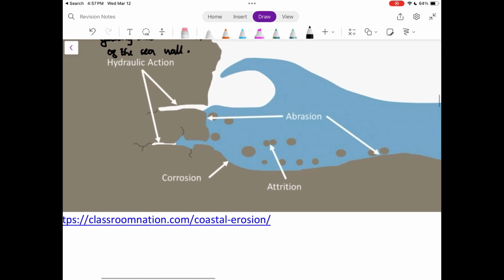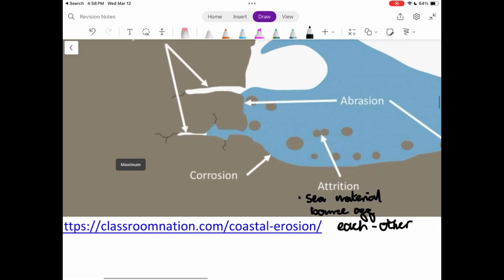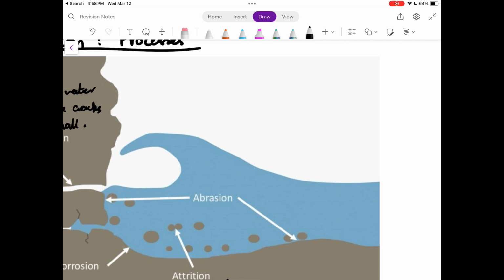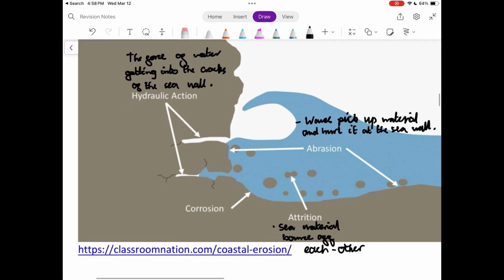And attrition is the same as well. So sea material bounce off each other. Next is abrasion. So abrasion is when waves pick up material and hurl it at the sea wall. So as you may notice, this definition is not the same as for rivers, where in rivers the material scrapes the riverbed, but in this case the waves pick up the material and hurl it at the seawall, so this causes further erosion of the coast.